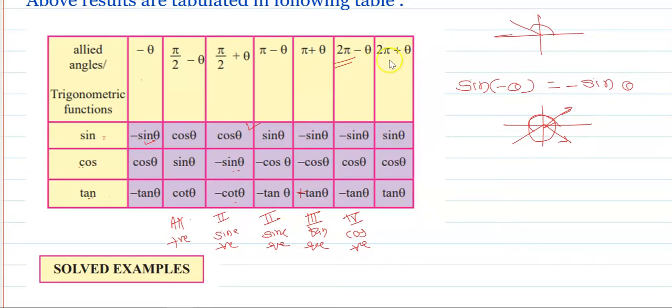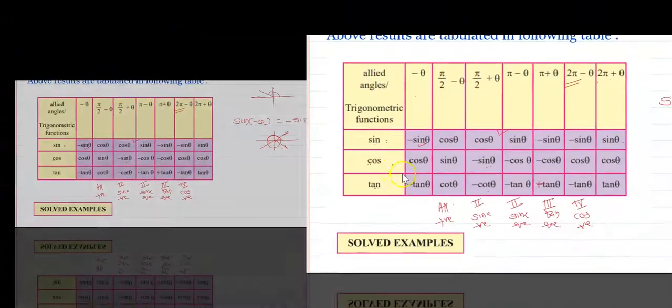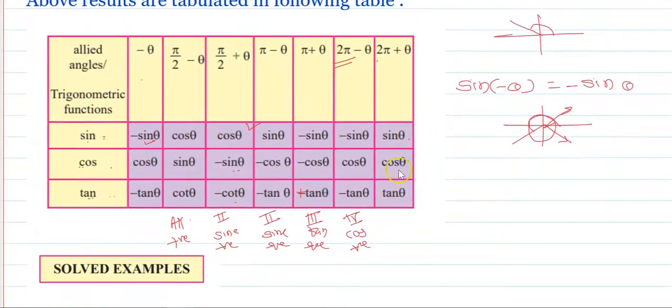Now 2 pi plus theta, again an integral multiple of pi plus theta, the function will remain as it is. So sin of 2 pi plus theta is sin theta. Cos of 2 pi plus theta is cos theta. Tan of 2 pi plus theta is tan theta. All lie in the first quadrant, and in the first quadrant all are positive. Okay, and in this way you can remember this table.